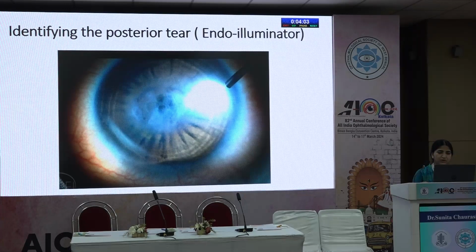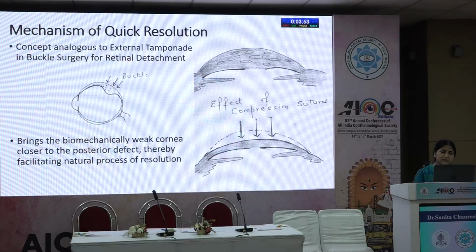And how do we localize? Quite often localizing the break on anterior segment OCT is not possible because the cornea is grossly edematous, but intraoperatively using the light pipe or the endoablator is also something which can be used to localize the site of the tear. And the mechanism of resolution of edema is explained by this cartoon, where when we apply compression sutures, the effect is to bring the anterior surface closer to the posterior membrane, and thereby the natural process is facilitated.